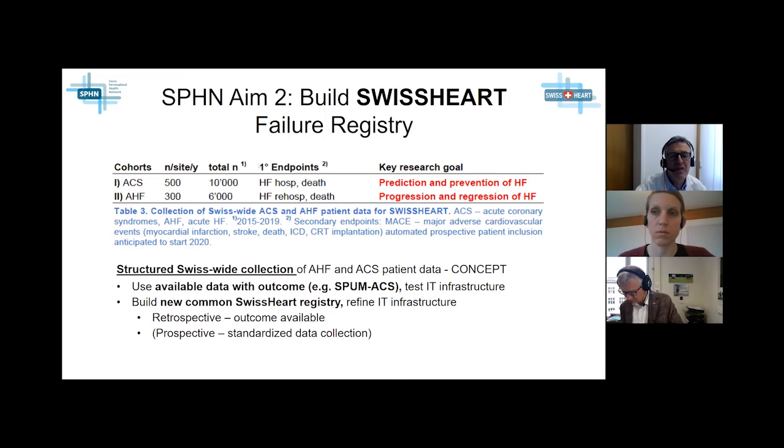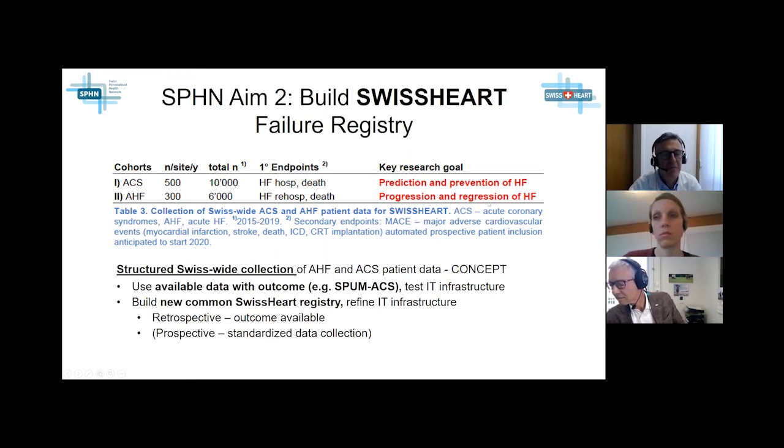Primary endpoints, given the focus of our project on heart failure, are heart failure hospitalization and death. I already specified the key research goal for acute coronary syndromes, that is prediction and prevention of heart failure. And with patients that have acute heart failure, it's progression and regression, if possible, of heart failure. A key goal is to collect structured Swiss-wide data from acute heart failure and ACS patients.